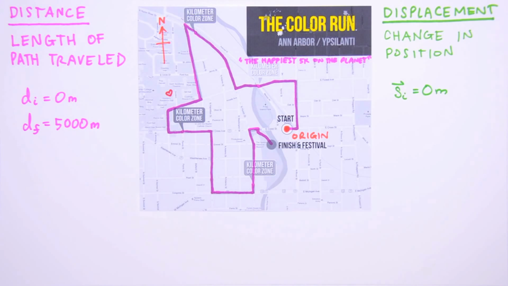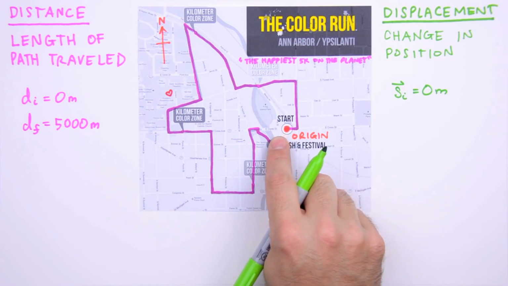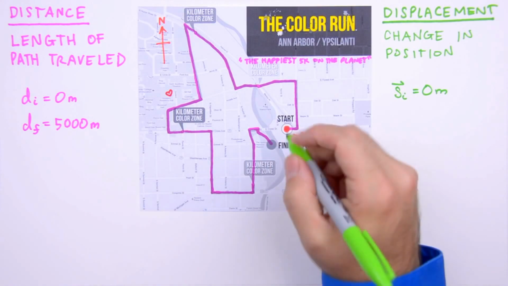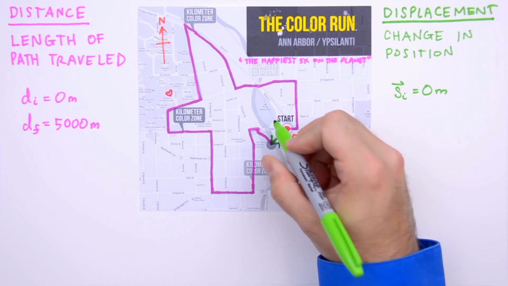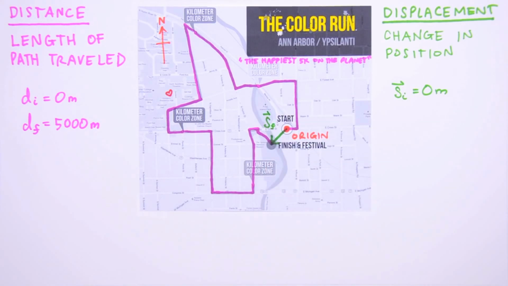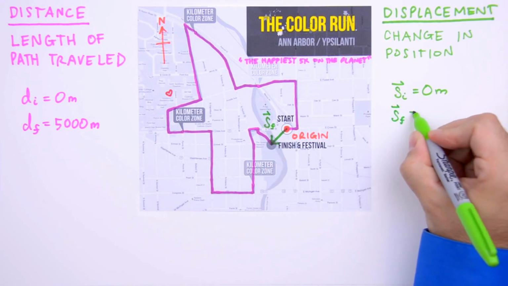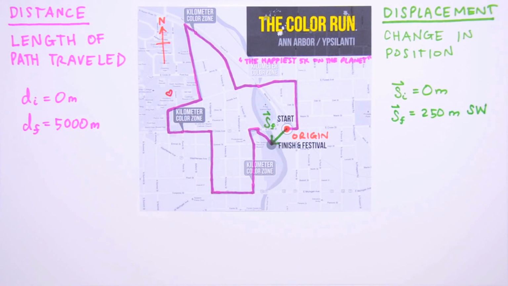Now, how about our runner's final displacement? Well, the final change in position of our runner relative to the origin would be the length of a straight line drawn from the origin to our runner's final position, the finish line. We'll draw an arrow from the origin to the final position to represent final displacement, S sub f. The length of this displacement is about a quarter kilometer, so we'll write S sub f equals 250 meters SW, which stands for southwest.